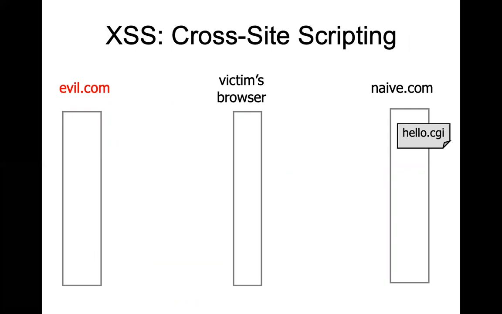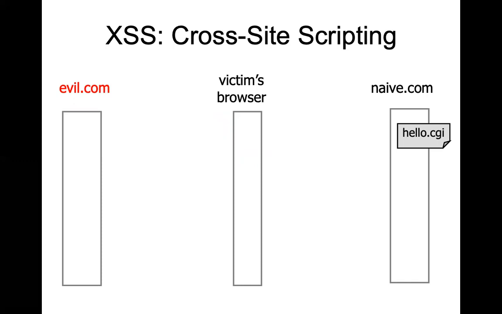The only difference between the various variants is the complexity of the attack, but the core vulnerability remains the same. Okay, so we are going to have three actors in our cross-site scripting attack. The first, of course, is the vulnerable web server, naive.com, which is running this web application, hello.cgi, that contains the vulnerability. Okay, so what is the vulnerability?